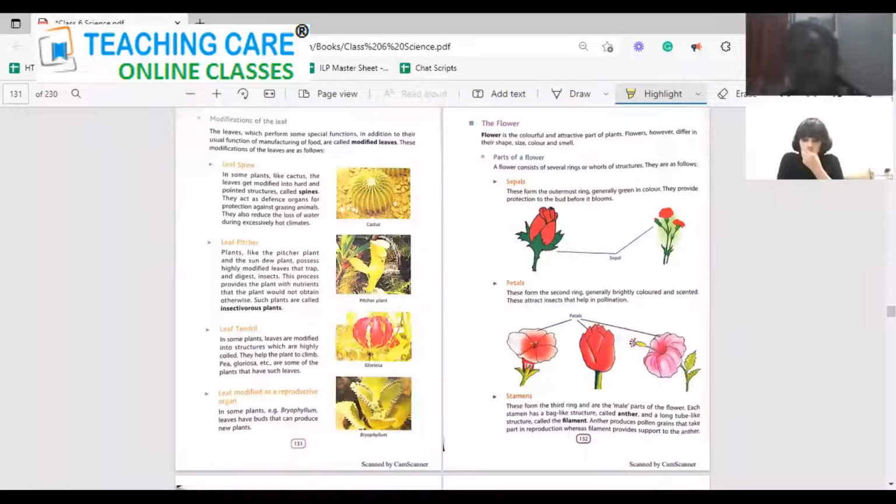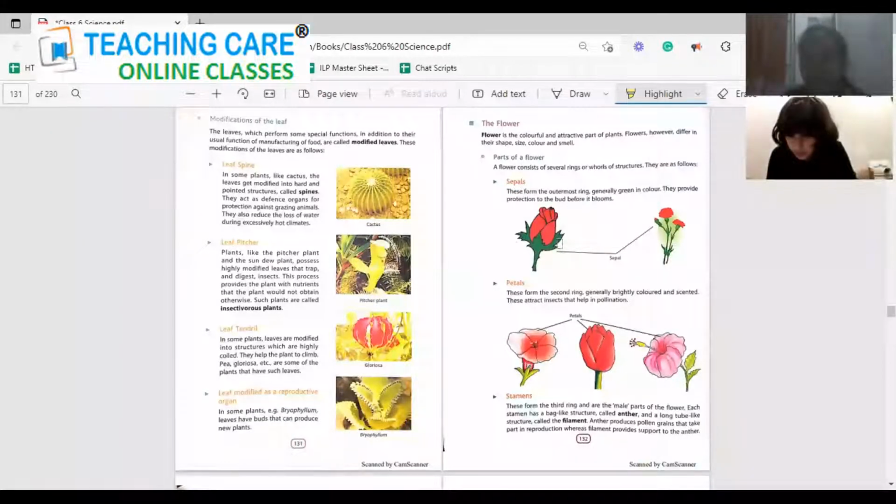Now we'll see flower. You know, the colorful and attractive part of the plant is the flower. It is in different shapes, colors, and smell, the fragrance. Now we'll see the parts of the flower. The green colored part that you see here, that holds the flower, is called the sepal. The main function of the sepal is to protect the bud before it blooms.